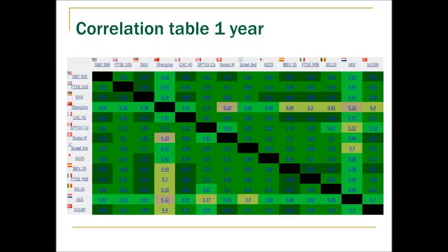This is the correlation table over 1 year calculated on a weekly basis. And you see this is quite a change from what we've seen in the former slide. In fact, there's a lot of green, which means all these markets are positively correlated. And the figure in each of these cases, well, you see that some markets are correlated by more than 0.9, which means they are very correlated. Especially DAX and CAC 40, for example, but also DAX and FTSE 100, DAX with S&P 500.